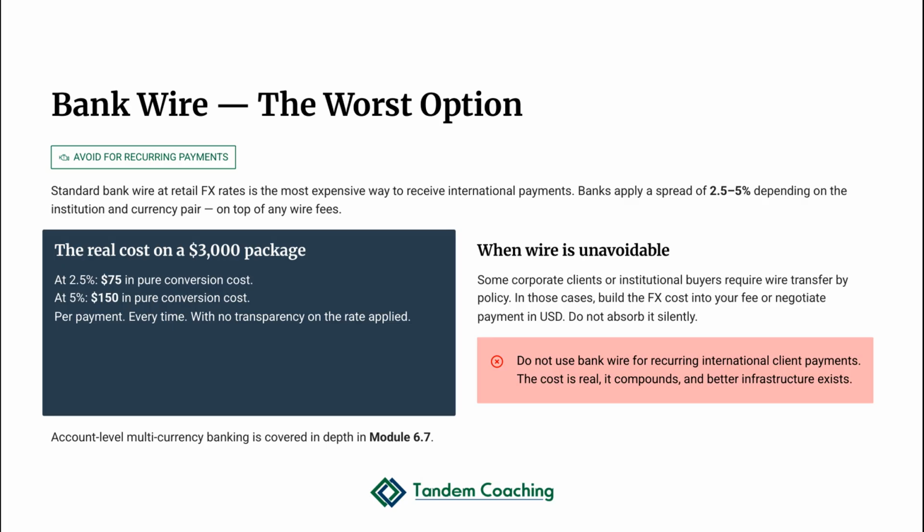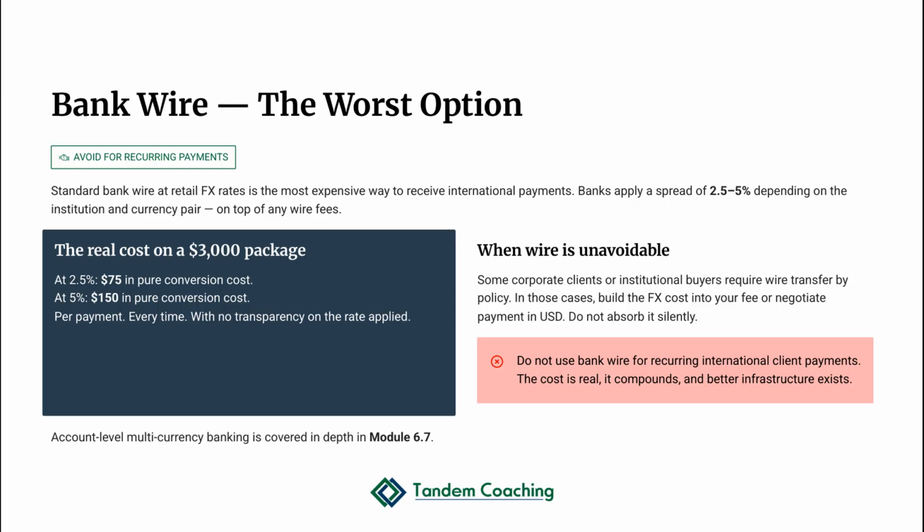Bank wire as a recurring international payment method is the worst configuration on cost terms. Standard wire FX rates run 2.5 to 5% depending on your bank, the currency pair, and the dollar size of the wire. On a $3,000 coaching package, that is $75 to $150 in pure conversion cost on every payment. Money that goes to your bank's FX margin instead of your business.